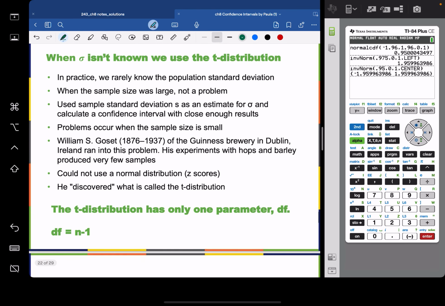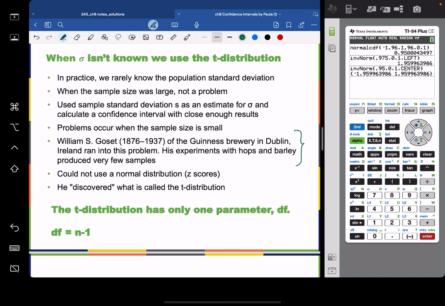So we want a little more information about the t distribution. When you have a small sample size and you only know s, this guy, William Gossett, discovered or invented the t distribution. He couldn't use a normal distribution or z-scores because his sample size was too small. So we'll just use the t distribution with a parameter degrees of freedom.